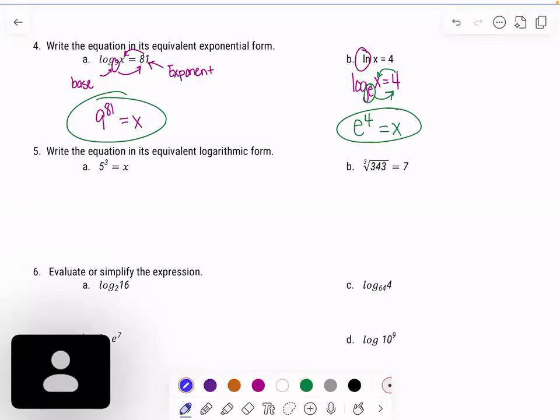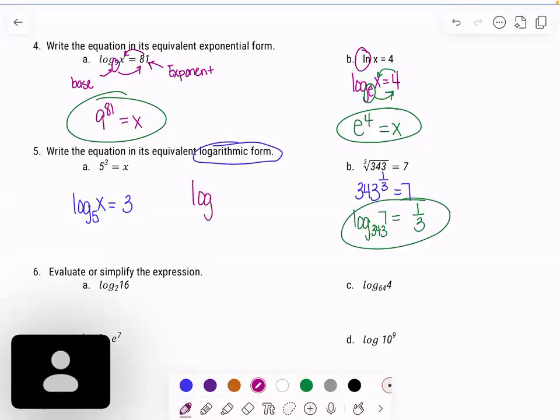This next part says write in log form. So we're going to start with the log. It's a little subscript base of the answer equals the exponent. Logs equal exponents. For part B, remember logs and roots don't go together. So we're going to rewrite this as 343 to the 1/3. Cube root is the same as the 1/3 power. Rewrite this as a log. It's log base 343 of the answer equals the exponent.